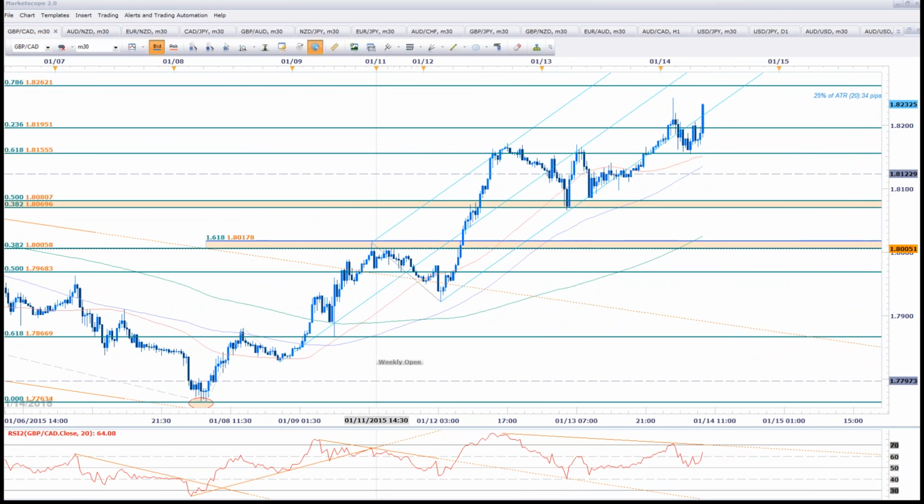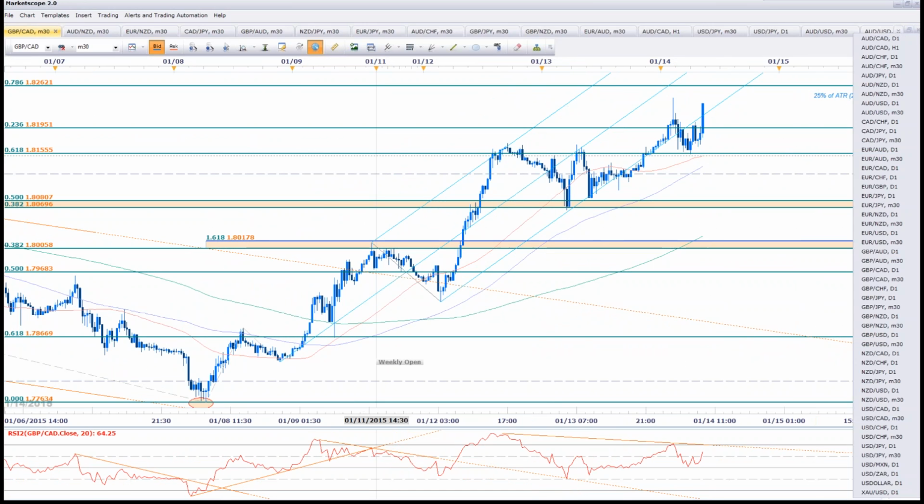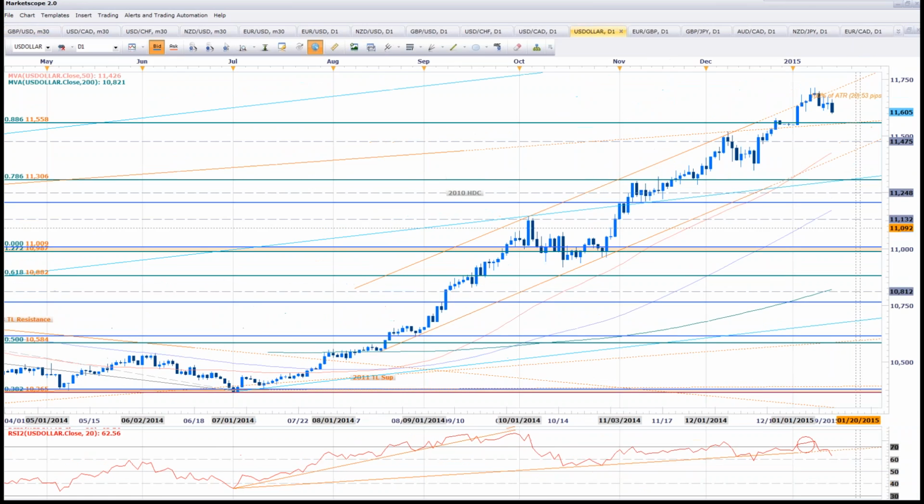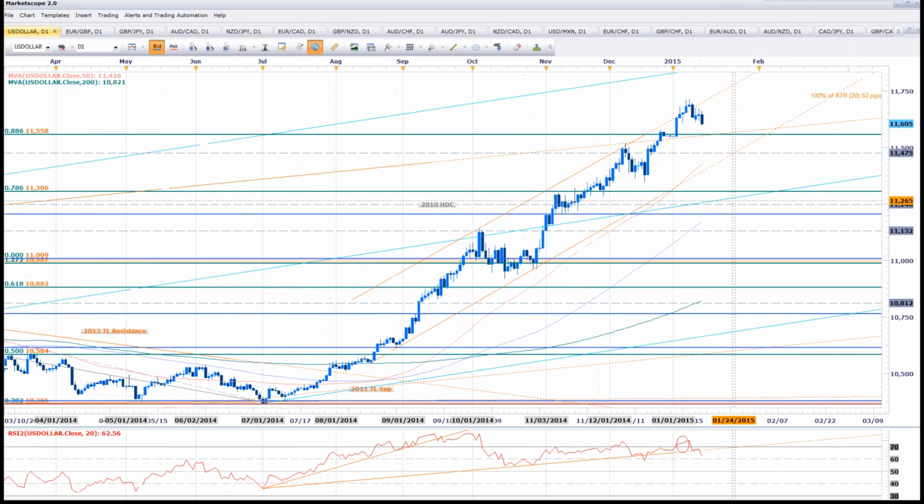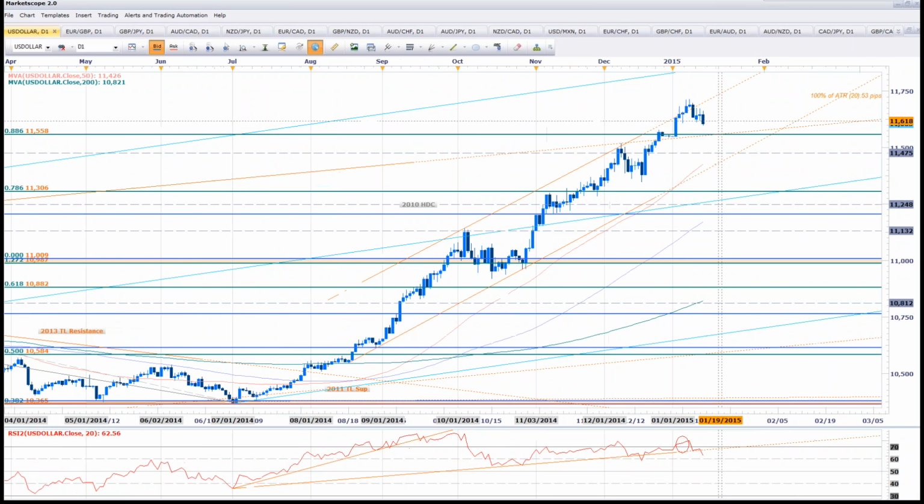Petra says, hello, what would be the daily close level on the U.S. dollar to get a meaningful correction going? Great question. I haven't been following the U.S. dollar because the price action has been so lackluster and, for lack of better words, boring to me. I haven't really been using this index.